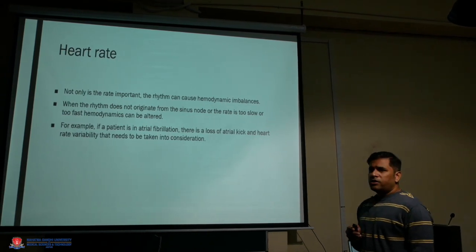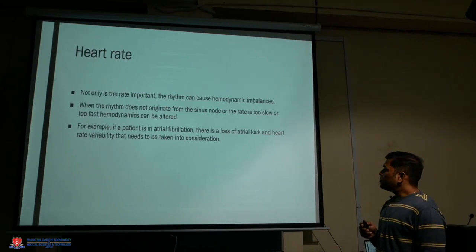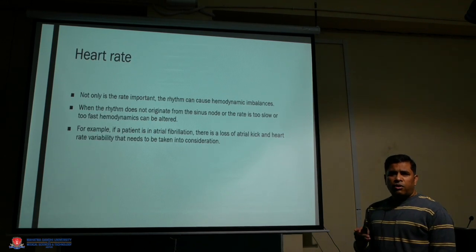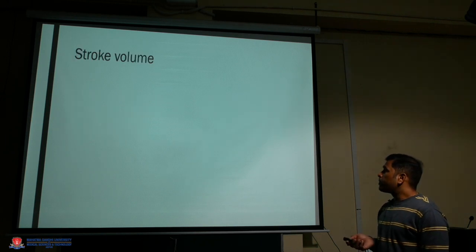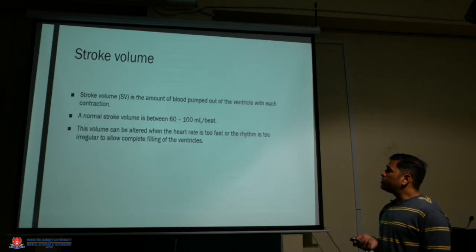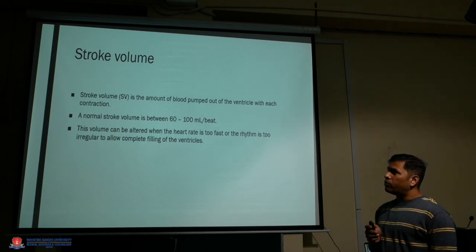For example, if the patient is in atrial fibrillation, there is a loss of atrial kick and there is also heart rate variability that needs to be taken into consideration when we are talking about hemodynamic parameters. Stroke volume, we have already discussed. Stroke volume is the amount of the blood that is pumped out from the ventricle with each contraction.